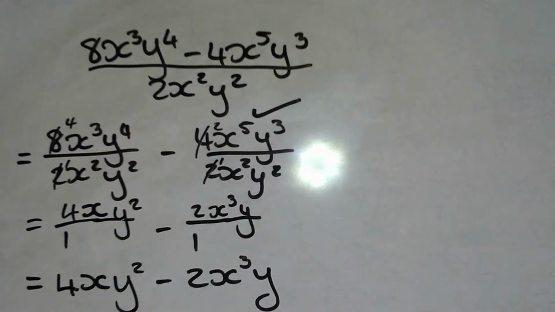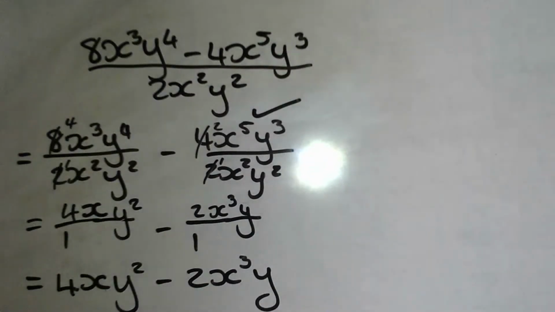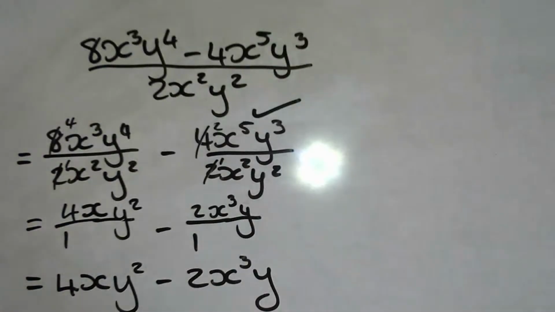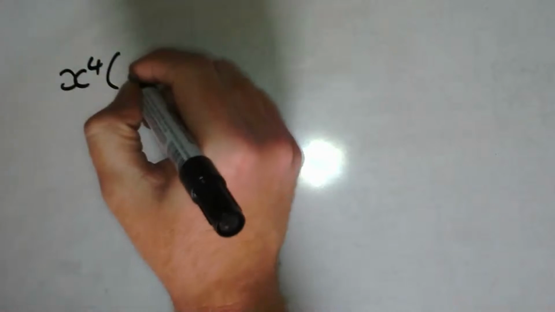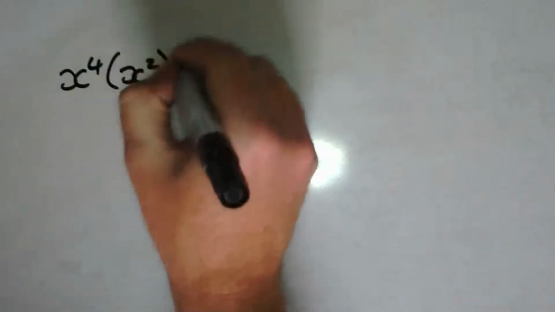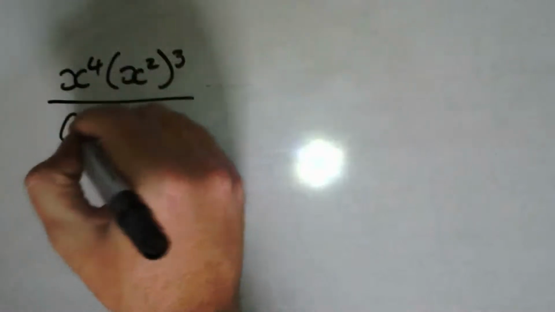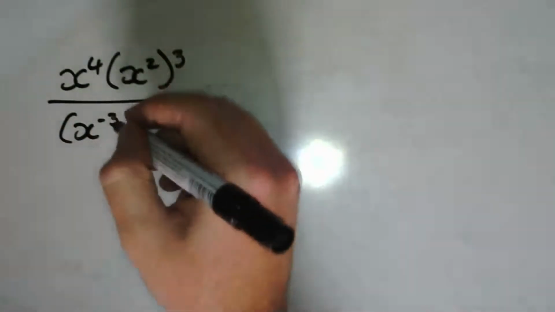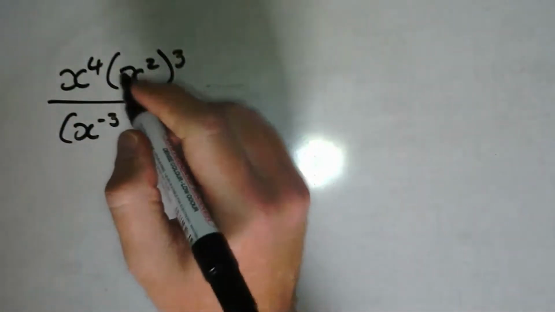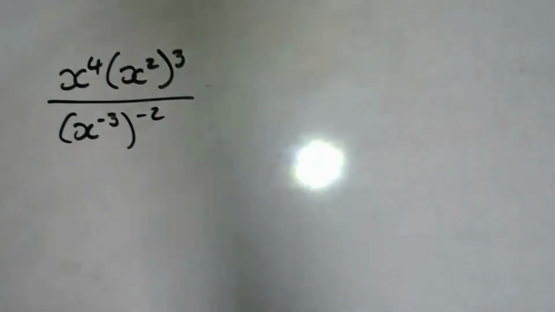Okay, let's move on to our next question for simplification of fractions. So the next one we've got looks as follows. It's x to the power 4, open bracket, x squared, and cubed over there. And that is all over x to the exponent of 3, and then a negative 2 at the top there.